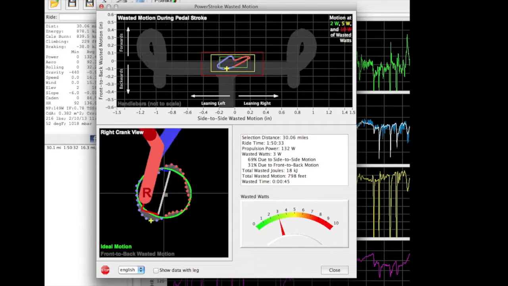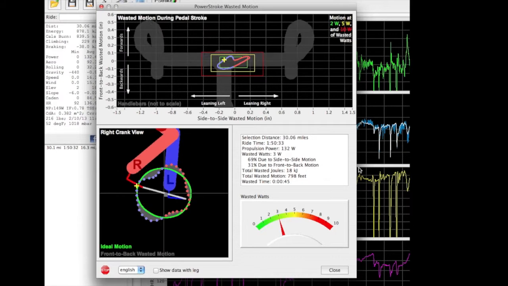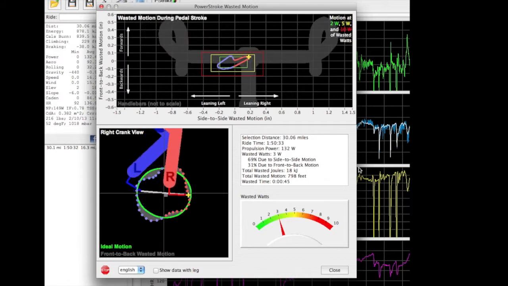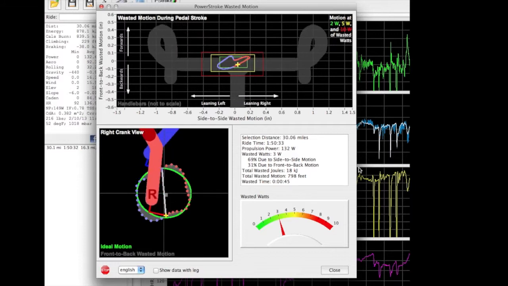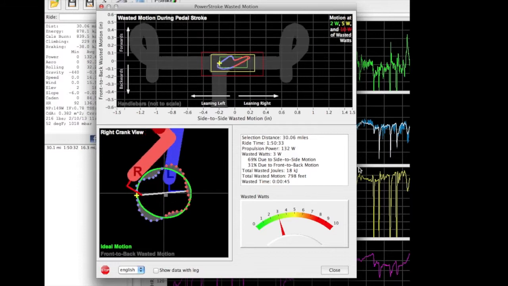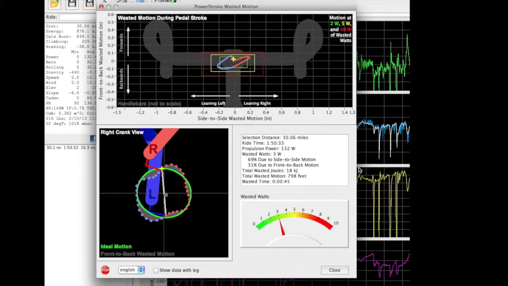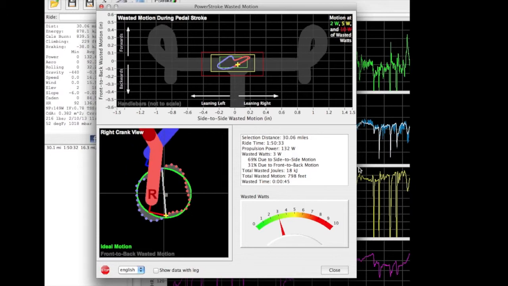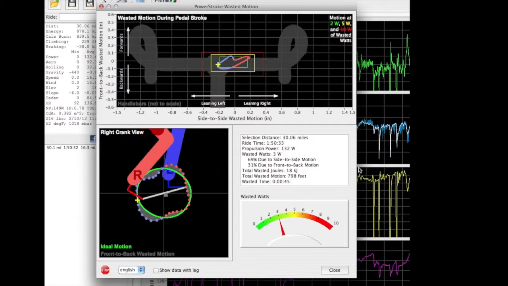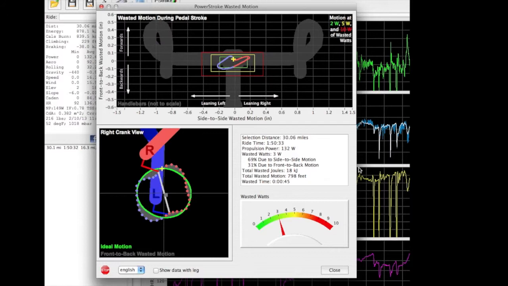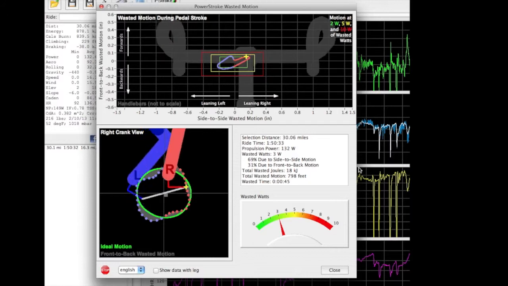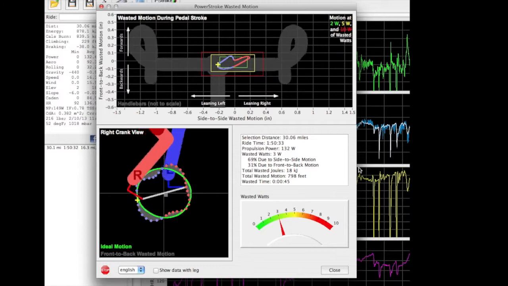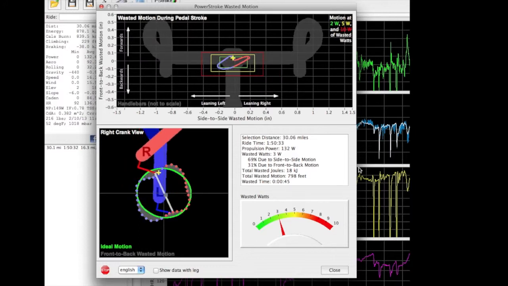In the bottom right of the screen, you'll see some statistics and you'll see a gauge. The statistics show the amount of propulsion power, that is the amount of power it took to get down the road, and the wasted watts, the energy spent wiggling the bike back and forth and front to back. In this case, 69% of the energy spent by the cyclist in wasted motion was due to side, left to right, and 31% due to front to back.